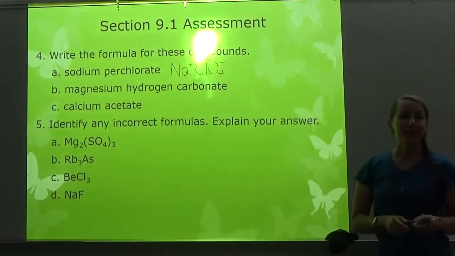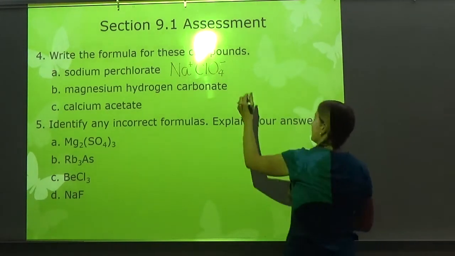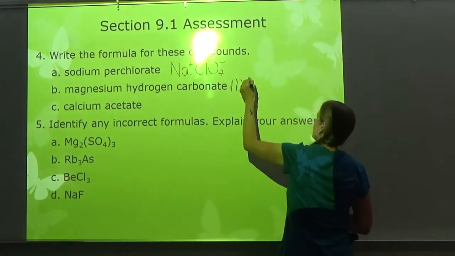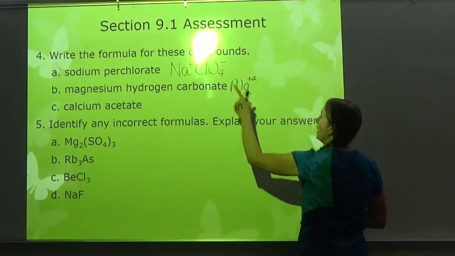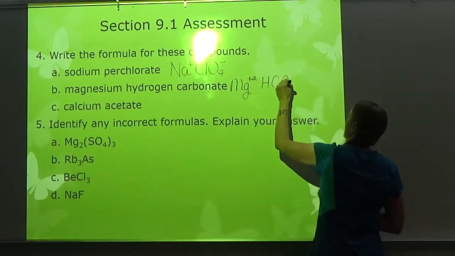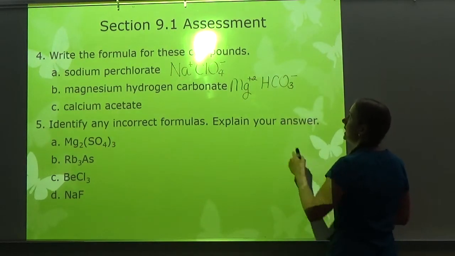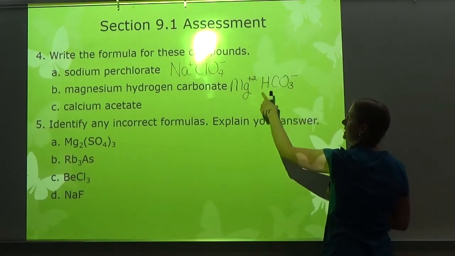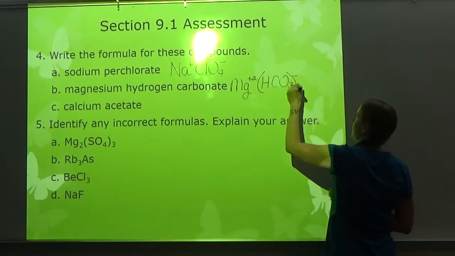Alright, next we have magnesium hydrogen carbonate. So magnesium is Mg, it's in group 2, so it has a positive 2 charge. Hydrogen carbonate is on your polyatomic ion sheet. It's HCO3 negative. I need to cross that 2 down, but since this is a polyatomic ion, I have to put it in parentheses.